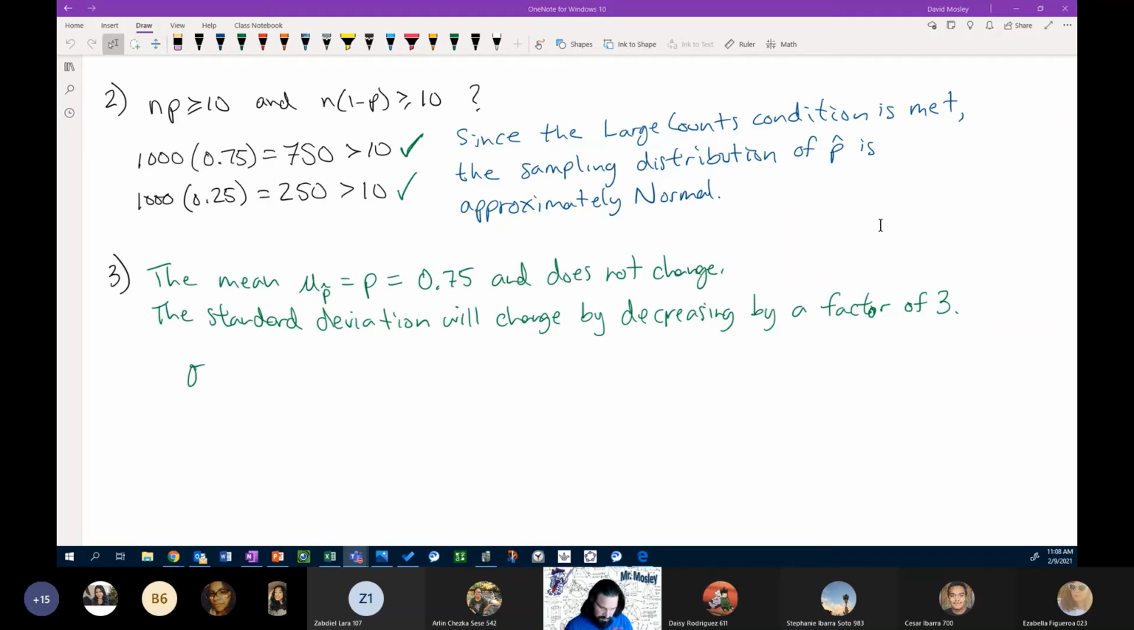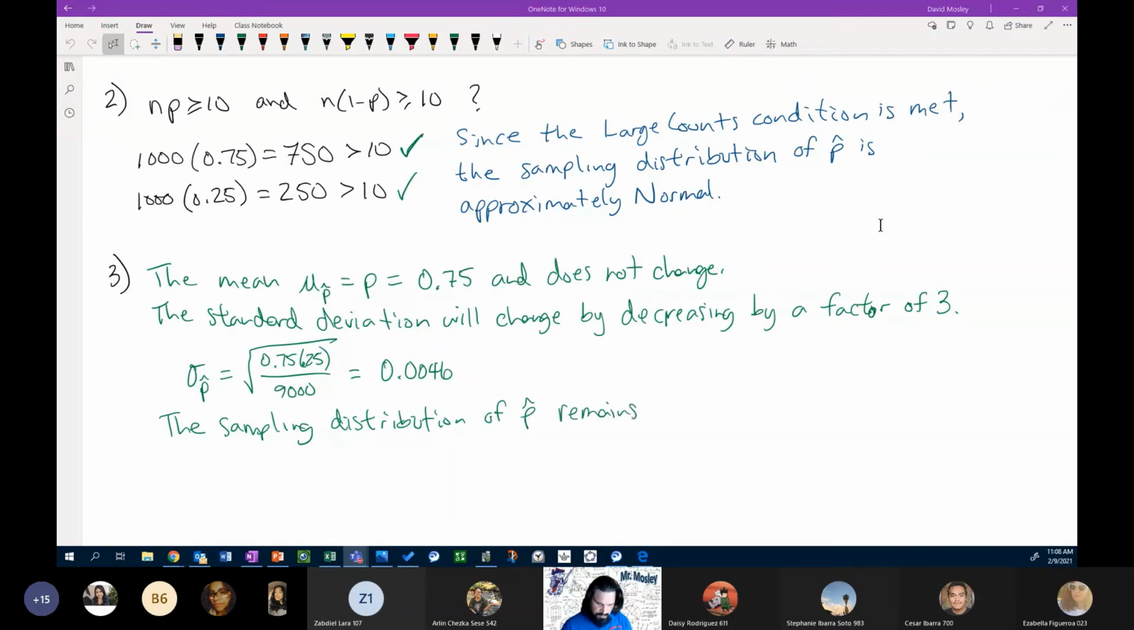So our standard deviation of p hat goes to the square root of 0.75 times 0.25 over 9,000, and we get 0.046. And the sampling distribution of p hat remains approximately normal.